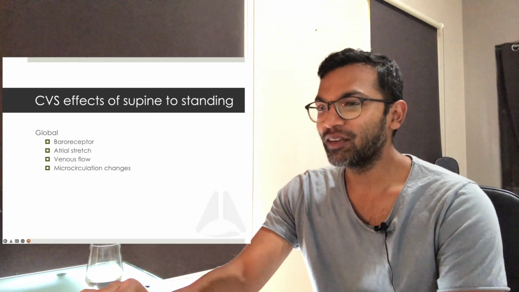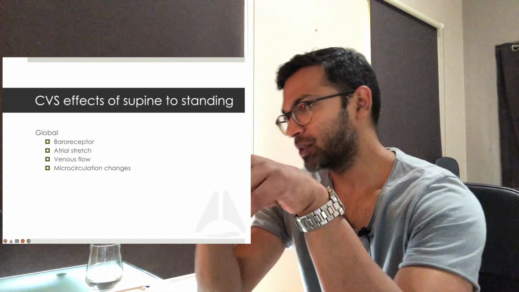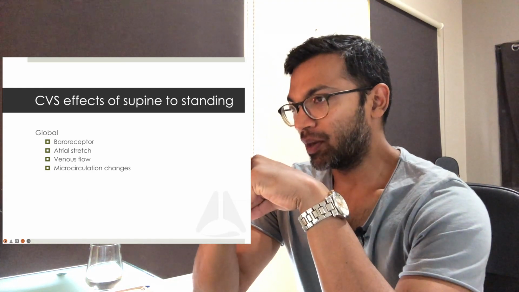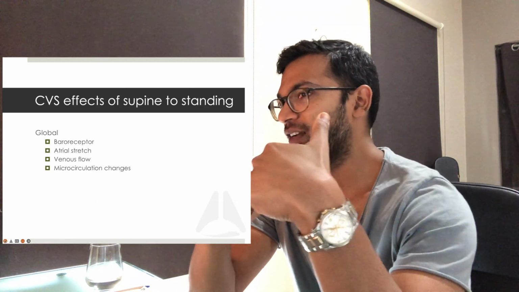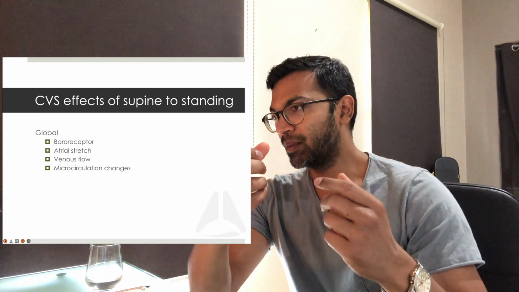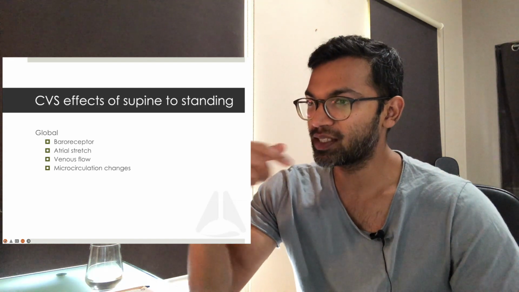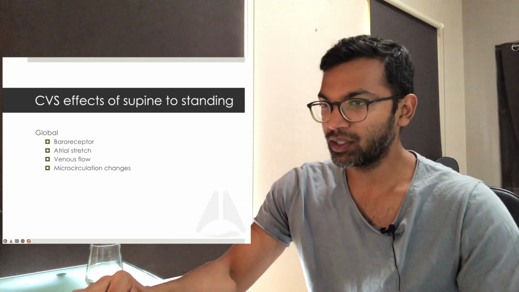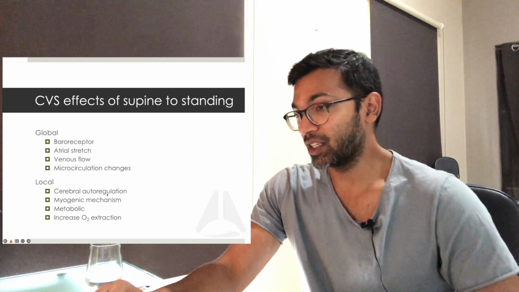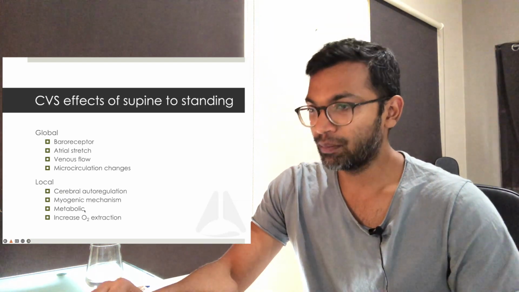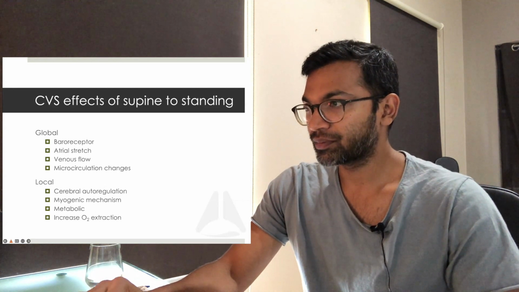So here I've got global factors and local factors. And for the global factors, I think of these, and maybe my question was a bit obtuse there, where I'm talking about this cardiovascular effects of supine to standing. So I'm talking about the compensatory things as well. But yeah, baroreceptors, atrial stretch effects, venous flow, which is your ciliary pumps and your venous return, and how it gets improved after it decreases from supine to standing, and then microcirculation changes as well. And then the local stuff for each: cerebral autoregulation, and actually autoregulation in a lot of your vascular beds, myogenic mechanism, metabolic mechanisms, and then increased O2 extraction by some organs as well.